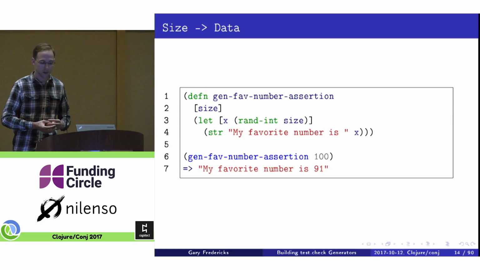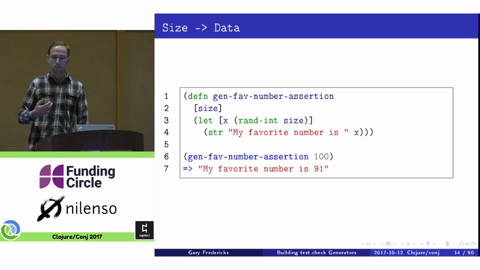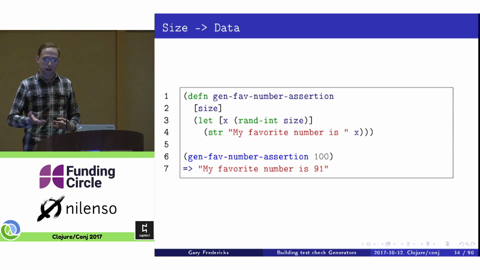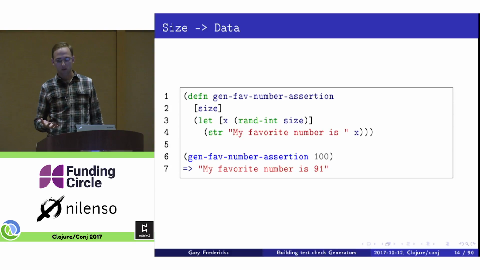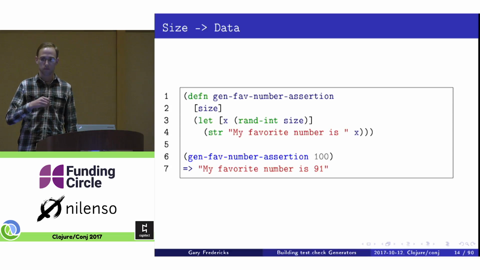it wants. So in this case, we could just take the size as an argument and then use it to determine how big of a number we use in our favorite number assertion. So we can pass the size to the randint function. That'll sort of bound how big of a number we get. And so now we have a generator that we have to pass a size to when we call it, and then it'll return a value.